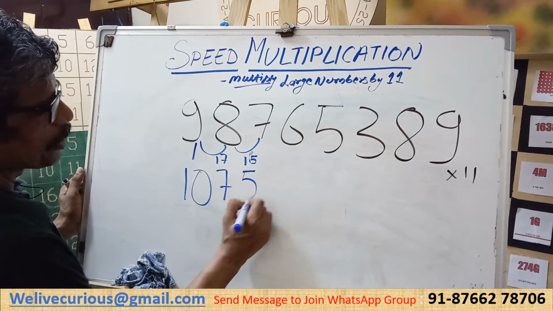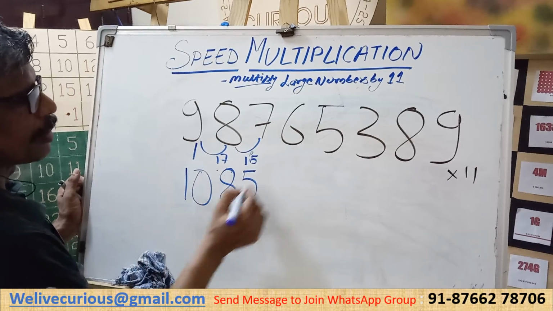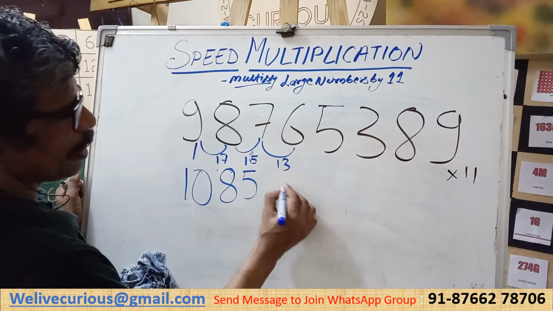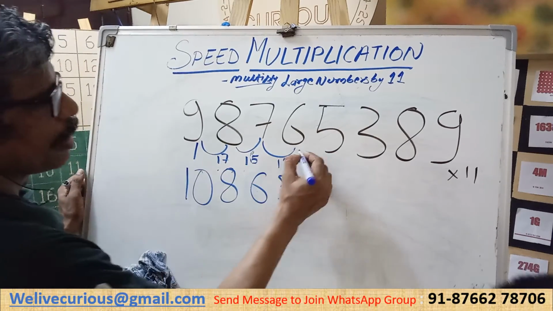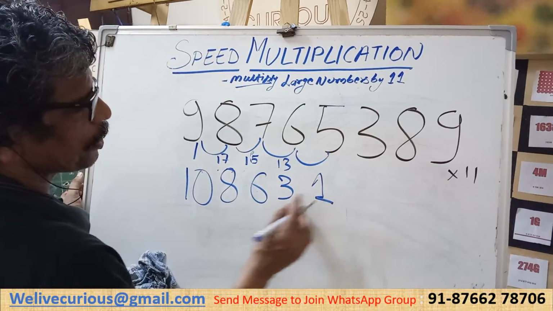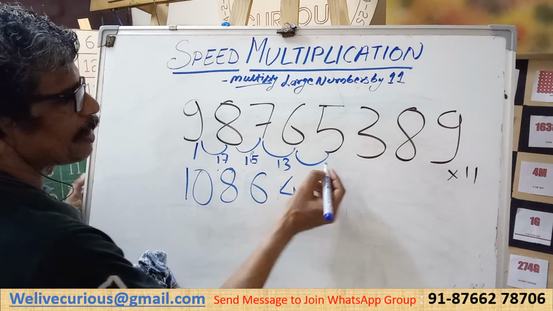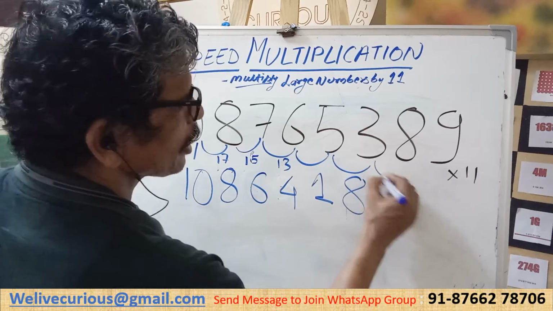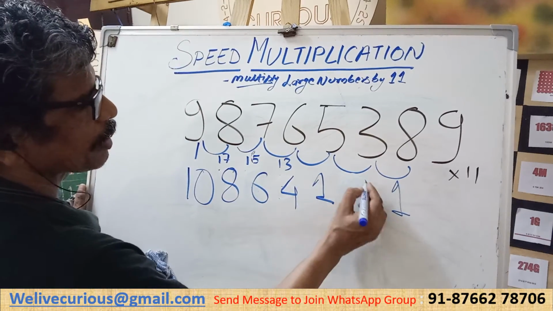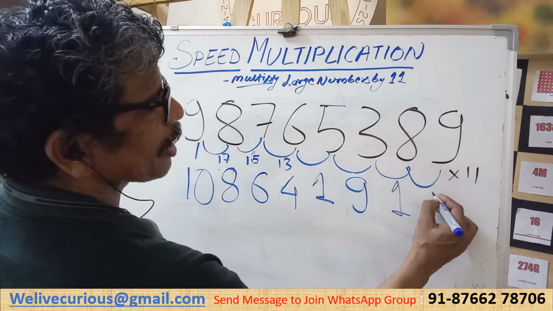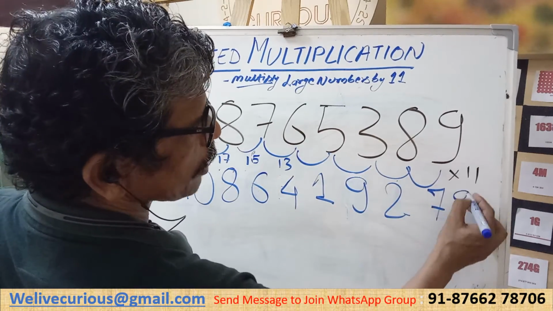15. So 5 goes here, 7 becomes 8. 7, 6, 13. 3 comes here, 5 becomes 6. 6, 5, 11. 1 goes here, 3 becomes 4. 4 because there is one carry forward. 5 and 3, 8, 3 and 8, 11, 1, then 1 comes here, 8 becomes 9. 8 and 9, 17, 7, 1 becomes 2. 9 goes as it is.